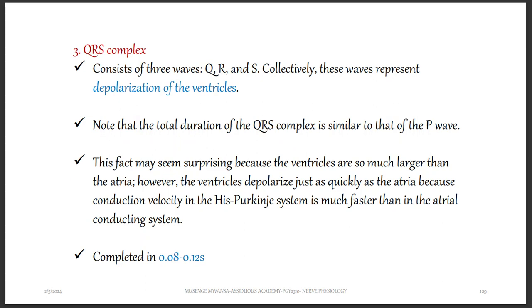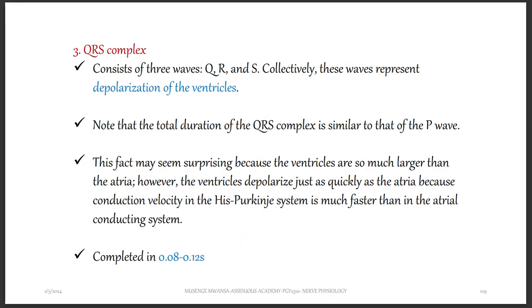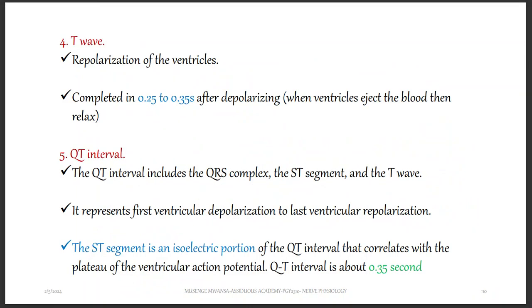The QRS complex has the same range as the P wave. The PR interval range is a bit higher than the P wave actually. Consider 0.12 to 0.2. While the QRS complex is 0.08 to 0.12, that's the same as the P wave, that's the period it takes. And the QRS complex shows the depolarization of the ventricles. You also have a T wave, which is a repolarization of the ventricle, and it's about 0.25 to 0.35, very fast.